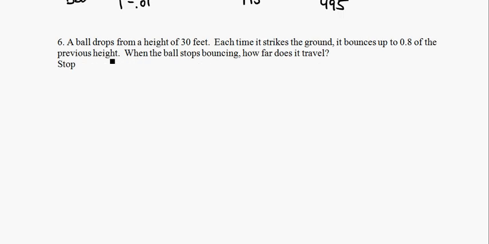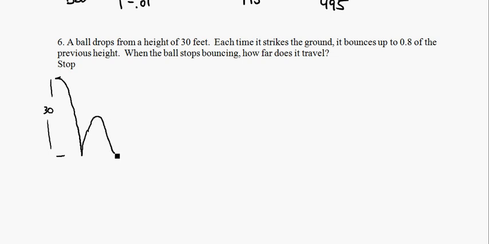Okay, for our last problem here, we have a ball that is dropped from a height of 30 feet. Each time it strikes the ground, it bounces up 0.8 of the previous height. When the ball stops bouncing, how far has it traveled? So how far has the ball actually traveled? Well, if you think about it, this is our visual, where this distance is 30. So the ball drops 30 and then bounces up 0.8. So 30 times 0.8 would be 24.